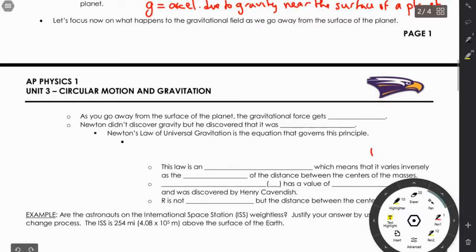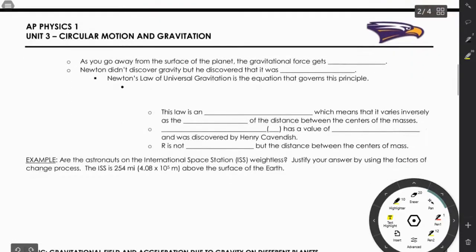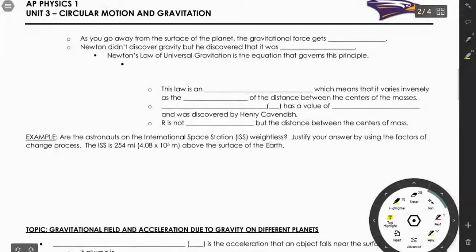And so as you go away from the surface of the planet, the gravitational force is going to get weaker. So it means it's going to be smaller. So you have less gravitational pull as I go out further.